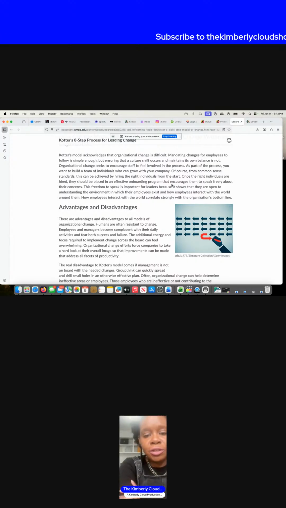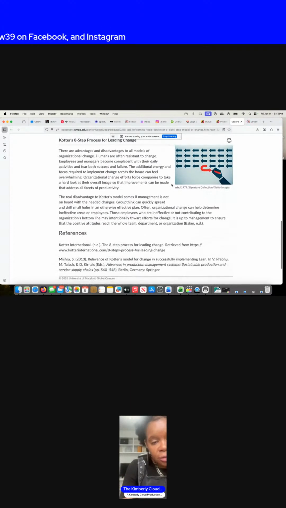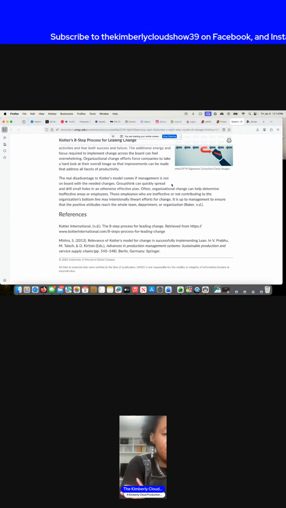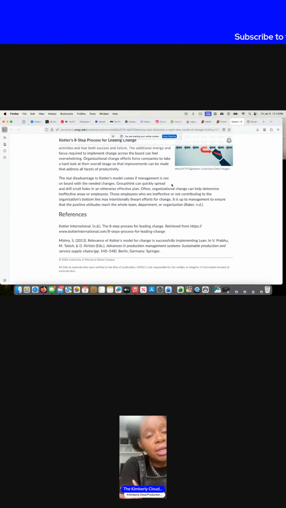Employees and managers become complacent with their daily activities and fear both success and failure. The additional energy and focus required to implement change across the board can feel overwhelming. Organizational change efforts force companies to take a hard look at their overall image so that improvements can be made that address the facets productively. The real disadvantage of Kotter's model comes if management is not on board with the needed changes. If management is not on board, then groupthink can quickly spread and drill small holes in an otherwise effective plan.